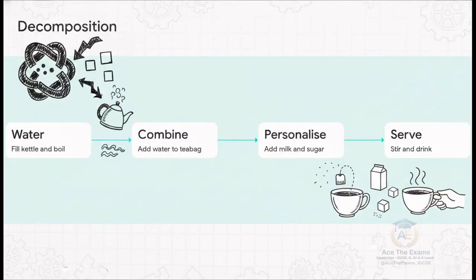So the crucial point here is, once you've abstracted the problem, you must break it down. This is called decomposition. You can't just yell at a computer, "Make tea." You have to split that massive, complex problem into much smaller, manageable chunks. Step 1. Water. Fill the kettle and boil it. Step 2. Combine. Add water to the tea bag. Step 3. Personalize. Add the milk and sugar. And finally, step 4. Serve. By decomposing the problem, what was once this overwhelming task is now just a straightforward series of simple, solvable mini-problems.